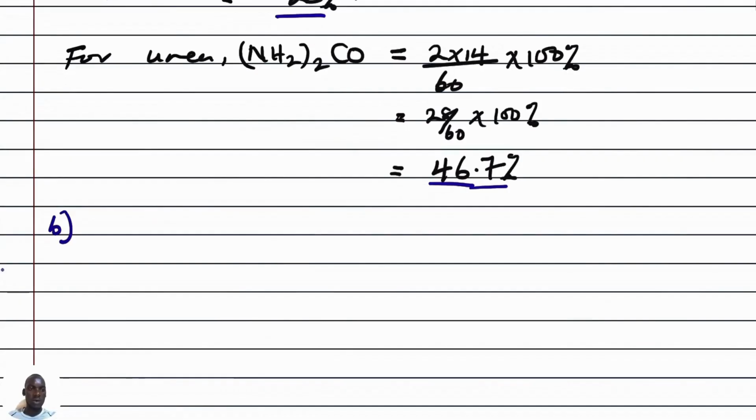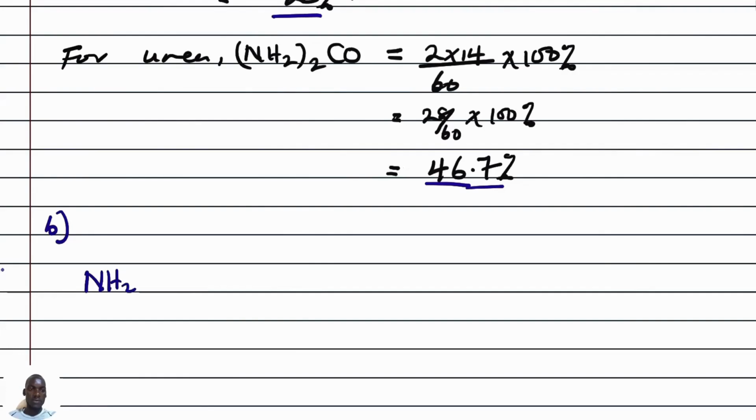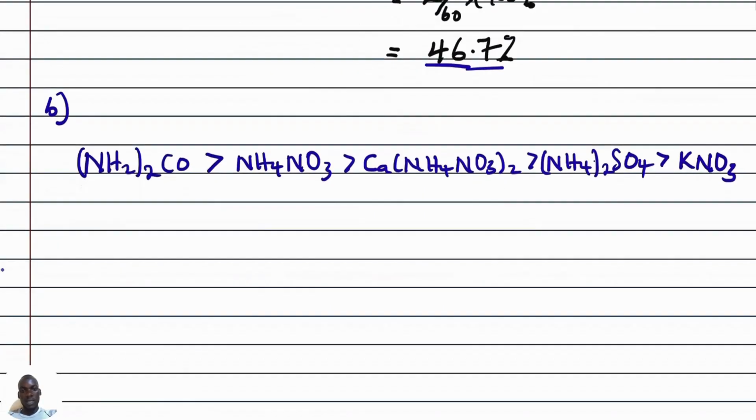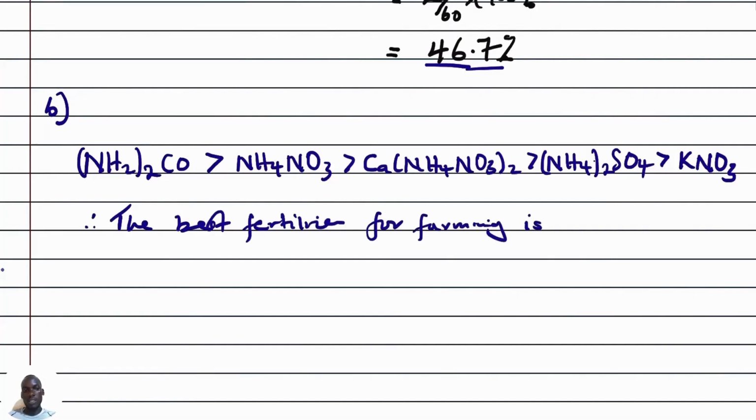That means if I'm to arrange, I'm going to begin by writing the urea, having this formula, then the greater than sign, followed by the ammonium nitrate, then followed by the calcium ammonium nitrate, followed by the ammonium sulfate fertilizer, then lastly the potassium nitrate fertilizer. So we have so far arranged. Then they say we can make a conclusion on the best fertilizer for farming. I can say that therefore the best fertilizer for farming is urea.